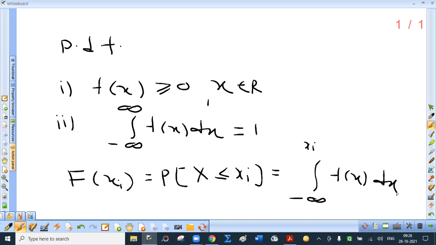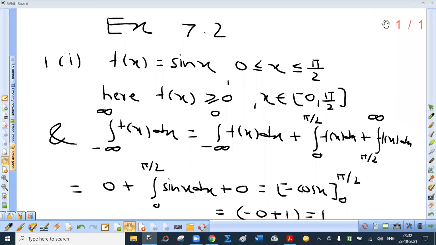Exercise 7.2, or before that, just write down this. Exercise 7.2, question 1, verify which of the following is PDF of a random variable x. First one, f of x equal to sin x for 0 less than or equal to x less than or equal to pi by 2. Basically, two criteria should be satisfied. Number one, f of x greater than or equal to 0. Then integral minus infinity to infinity f of x dx should be 1.